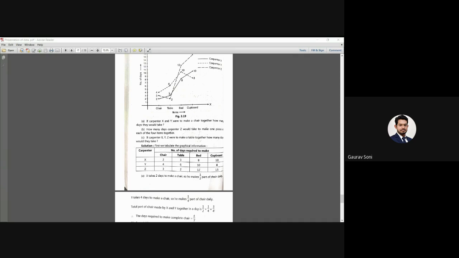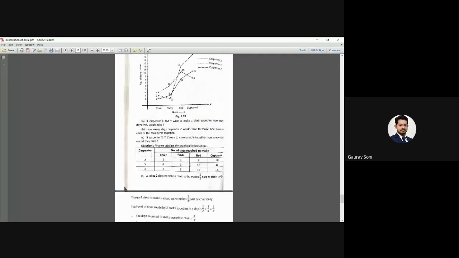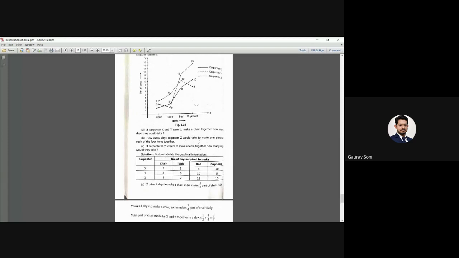No one? So simply we have to add, right? I don't know why you all got confused so much. So if carpenters X, Y, and Z were to make a table together, how many days would they take?